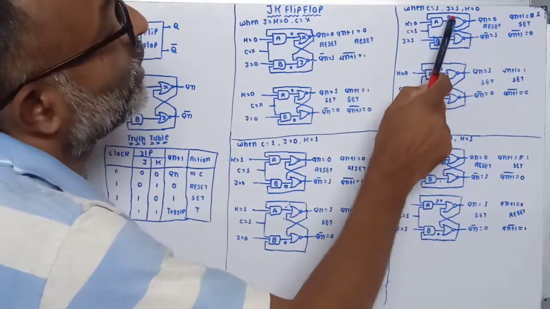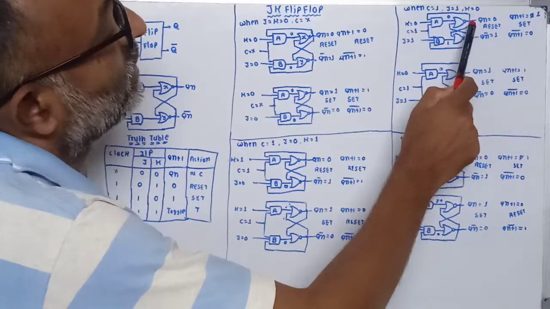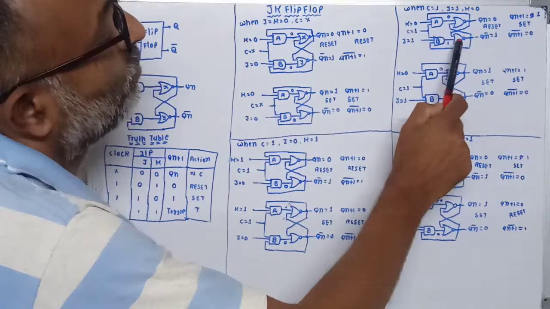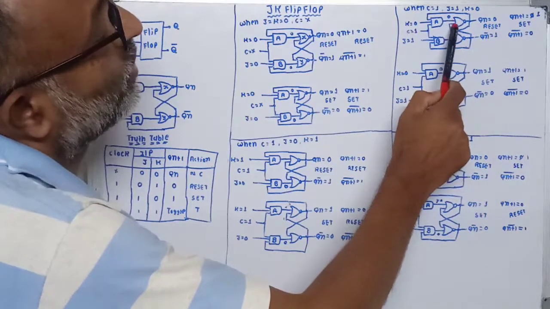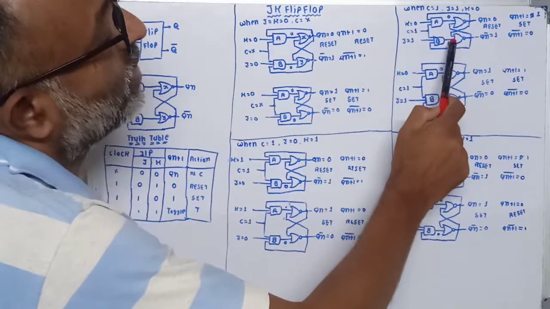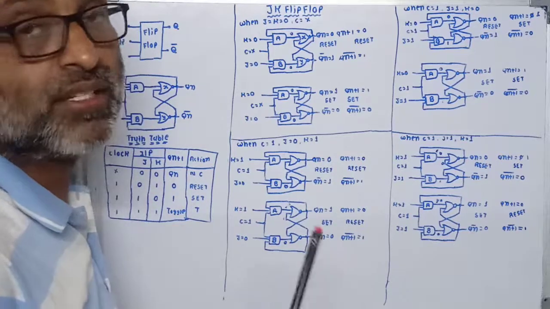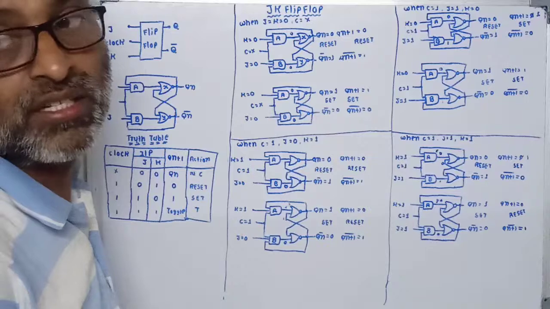So here 0 plus 1, 1, 0. So here 0, that means 0, 0 plus 1, 1, 0. Now 0 is available here, 0 plus 0, 0 and 1. 1 again available here, 1 plus 1, 0. That means our flip-flop comes in steady state condition and it goes into set condition.